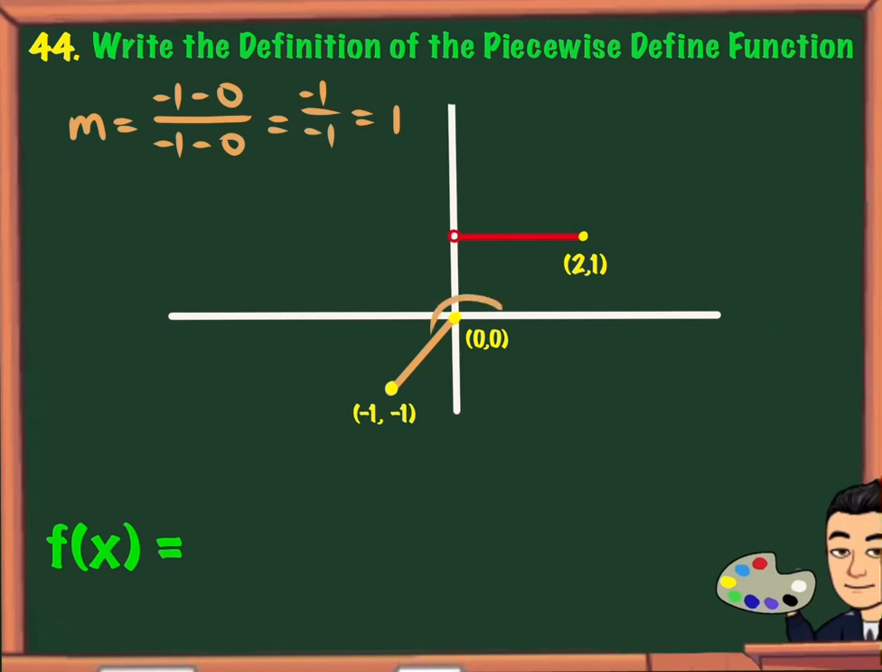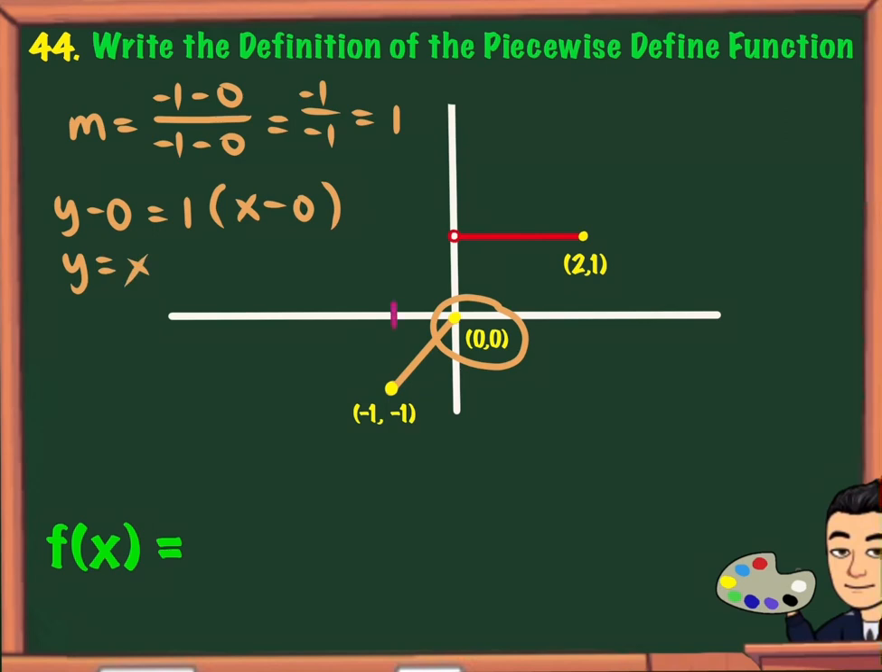So next, I'm going to choose this point. I'm going to put it in the point slope formula. So y minus 0 equals to slope is 1 times x minus x1, which is another 0. So y is going to equal to x.